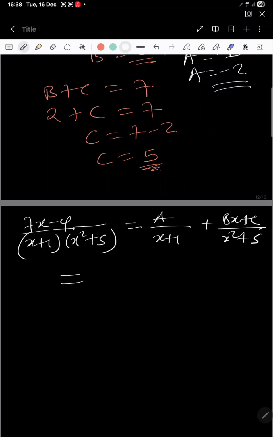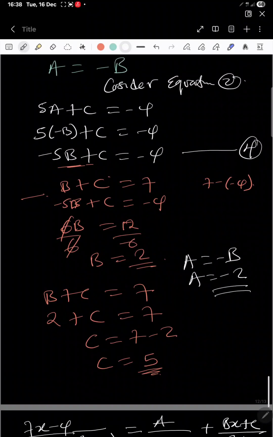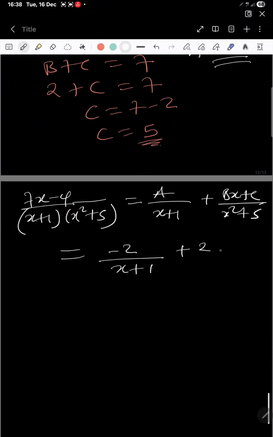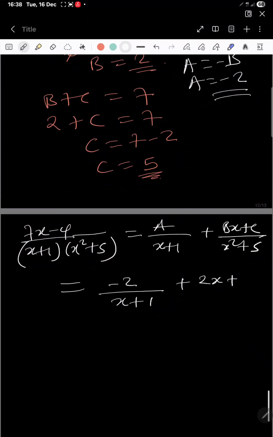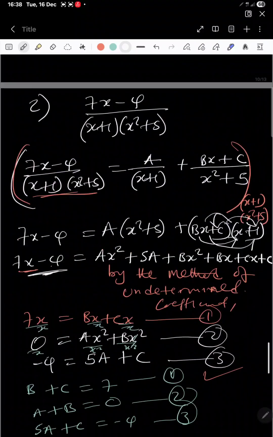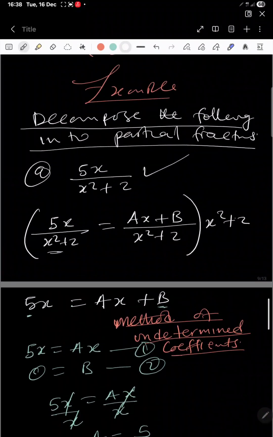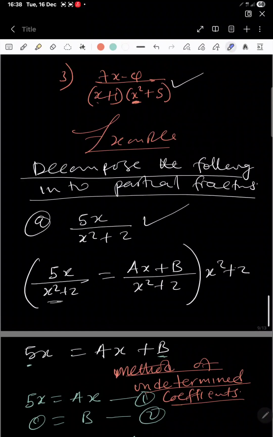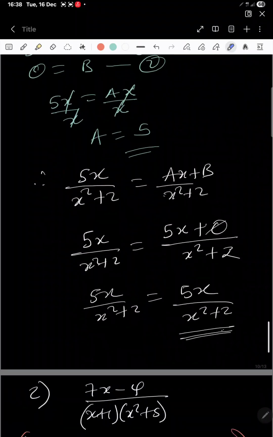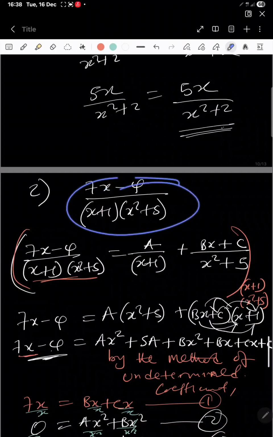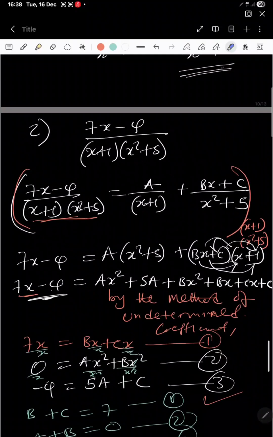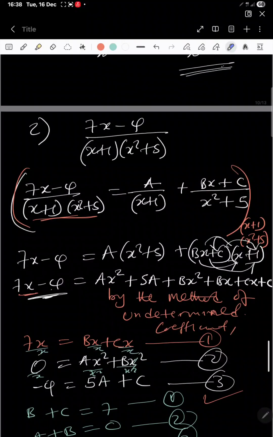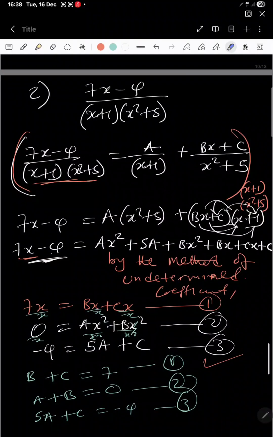So the value of a is negative 2, so we put negative 2 over x plus 1. Then plus b, we are putting a 2, so 2x, plus c is 5, so 5 over x squared plus 5. So meaning that we've decomposed or resolved this into partial fractions. So this is how you decompose these quadratic factors into partial fractions.